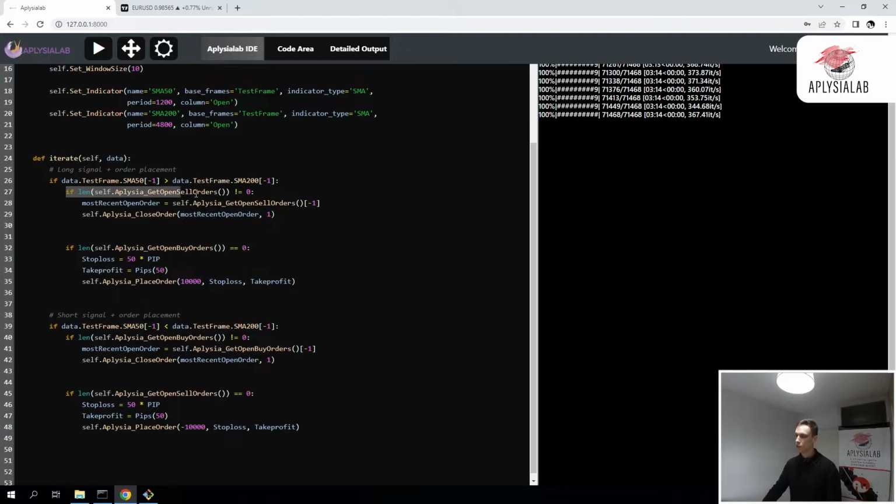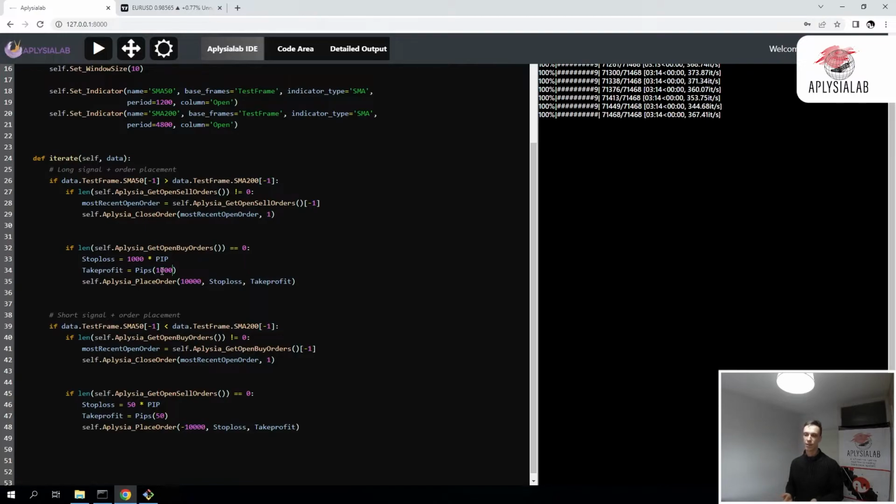So this condition here says if there are open sell orders and the average crosses above the slow moving average, then you would sell all your sell orders, right? So you're going into bullish mode, you close all your sells, and then you open a buy. And over here, we'll make the stop loss and take profit 1,000 pips.